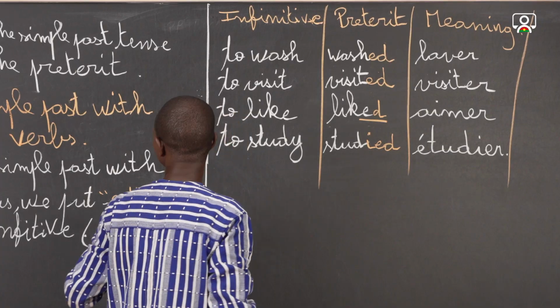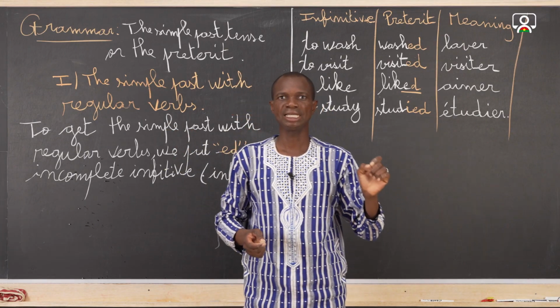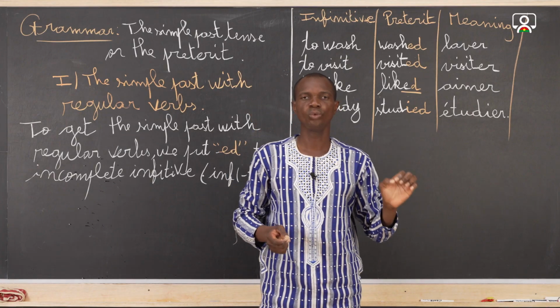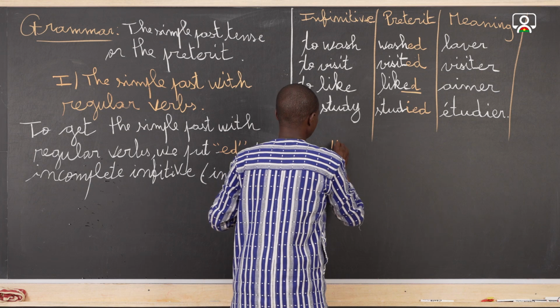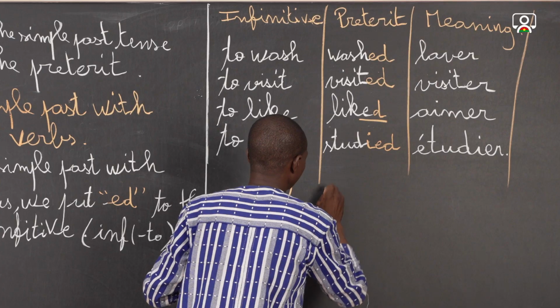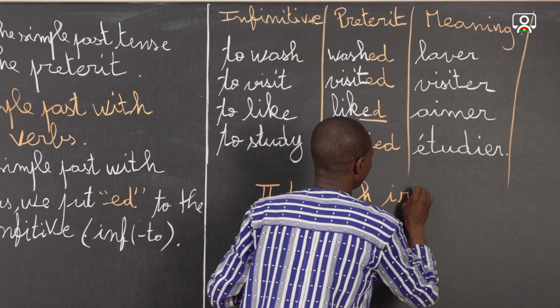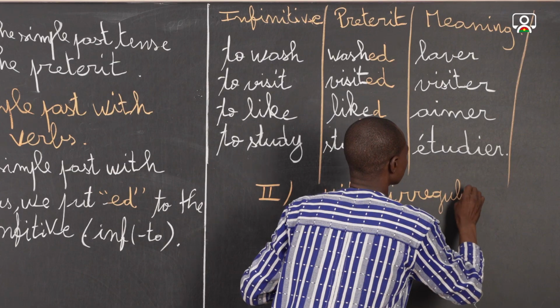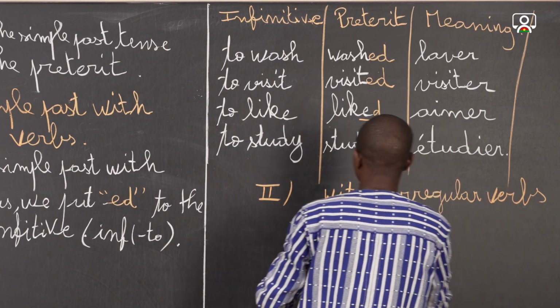Now, we are going to talk about big two, the simple past with irregular verbs. Let's write: simple past with irregular verbs.